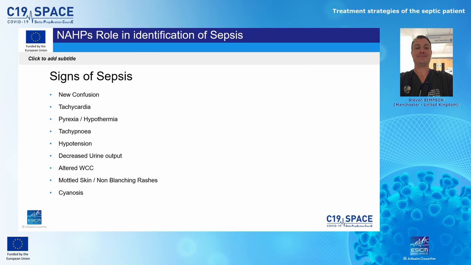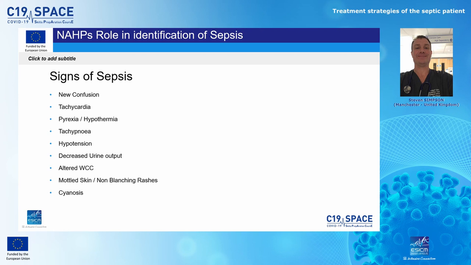Identifying sepsis is very difficult. There are many signs and symptoms of sepsis, and patients may exhibit some or all of the following signs and symptoms to various degrees. New confusion. Patients may be sleepy, drowsy, or may have new confusion and be disorientated to time or place. Patients that develop new onset confusion need to be investigated.